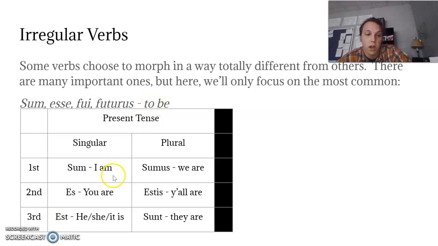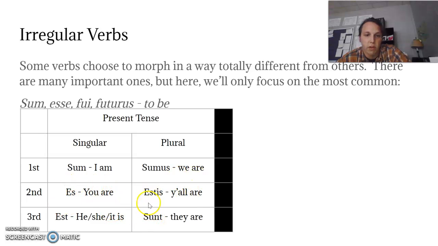We've seen this word a lot already in the form of est. Est, we know, means he, she, or it is. We've also seen sum, meaning I am. We've also seen es, meaning you are. And we've seen sunt. We've actually seen most of these already. So just notice here how it goes sum, es, est, sumus, estis, sunt.